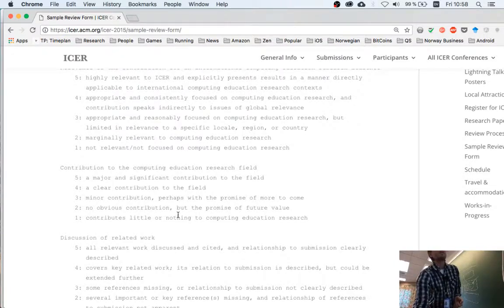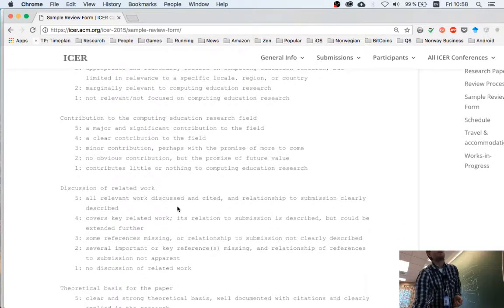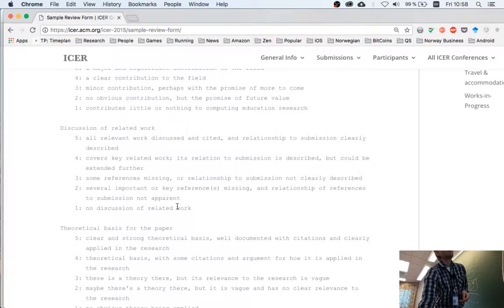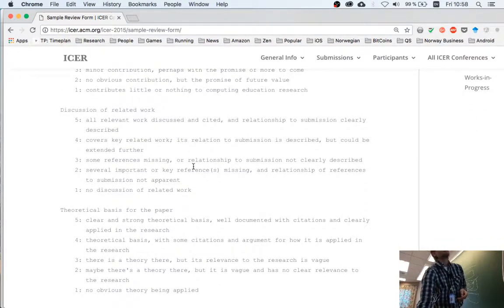So then, contribution. It's generally like, okay, is it trivial? Is it obvious? Or is it sort of challenging the status quo? Then you have the discussion of related work. So how well the author is basing the conclusions on the existing work, right? So you will see that in the essays. Hopefully you will not see it much, but you will really see it if you read bachelor thesis, right?